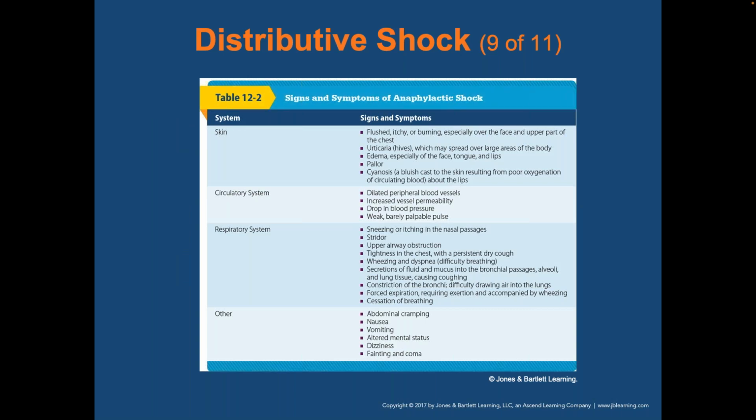So as you can see on here. Urticaria is hives. Cyanosis, these are more your skin stuff, circulatory system. Dilated peripheral blood vessels, which you're going to see your drop in blood pressure. You may have a weak or barely palpable pulse because of the widespread vasodilation. You can see respiratory, and then obviously other symptoms like abdominal cramping, nausea, vomiting, things like that. Zofran, like antiemetics, the patient doesn't need that. What they need is to get their body back in homeostasis.